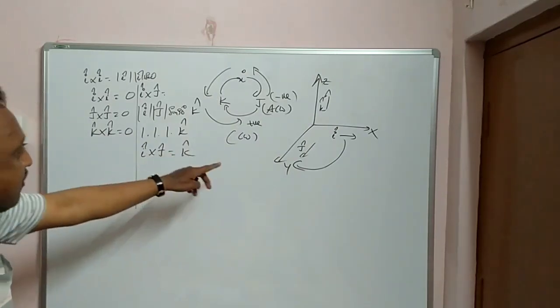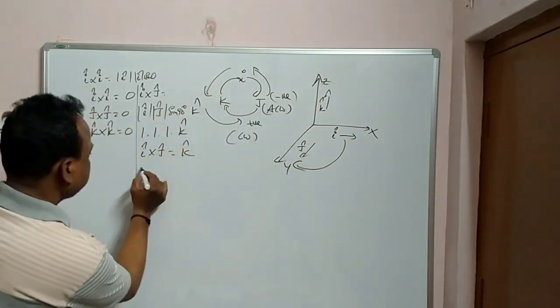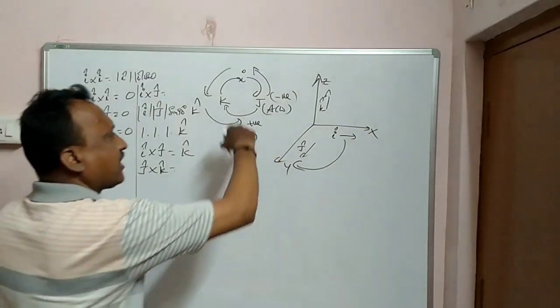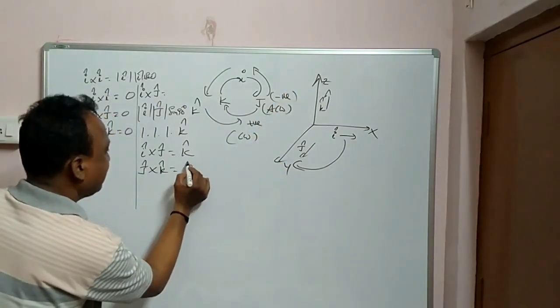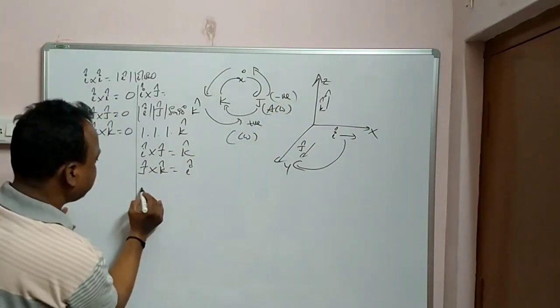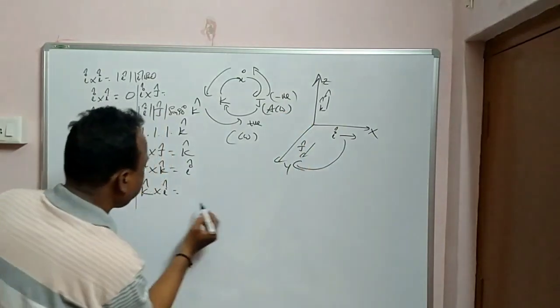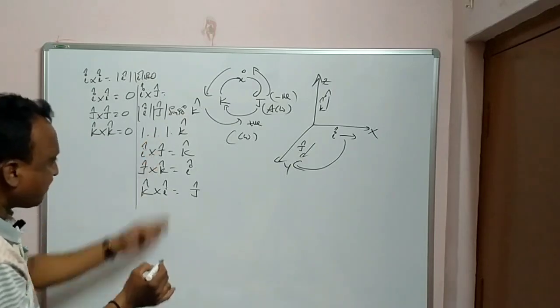In the same way you can go for j cross k. Its value will be what? Clockwise, i. The same way k cross i, clockwise, j. See, this is one direction.